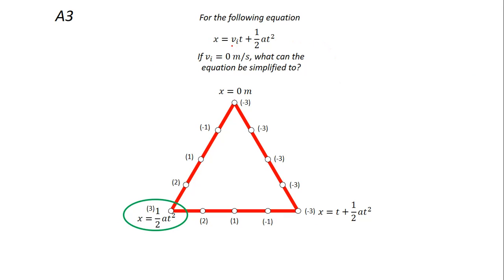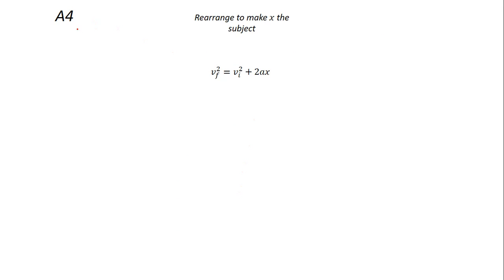This guy here, if this is 0, then I've got 0 times t, and that equals 0. So this whole thing is 0, it disappears, and you've just got what's left over, x equals half at squared. So the 3 pointer down there. Last one will make 3 points as well.